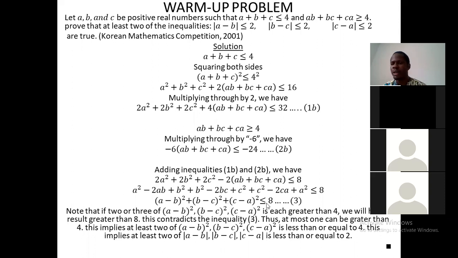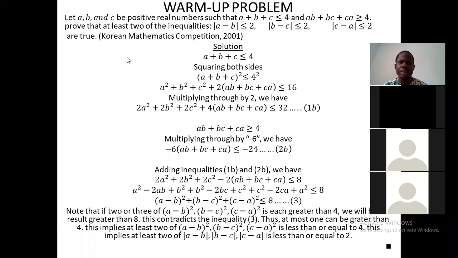So that means this contradicts the inequality 3. That's what I said, which is true. If you have on the left-hand side 2 terms which add up to more than 8, of course that cannot be, because the right-hand side is saying that the value of the left-hand side is at most 8. So thus at most 1 can be greater than 4. We are saying at most 1 can be greater than 4.